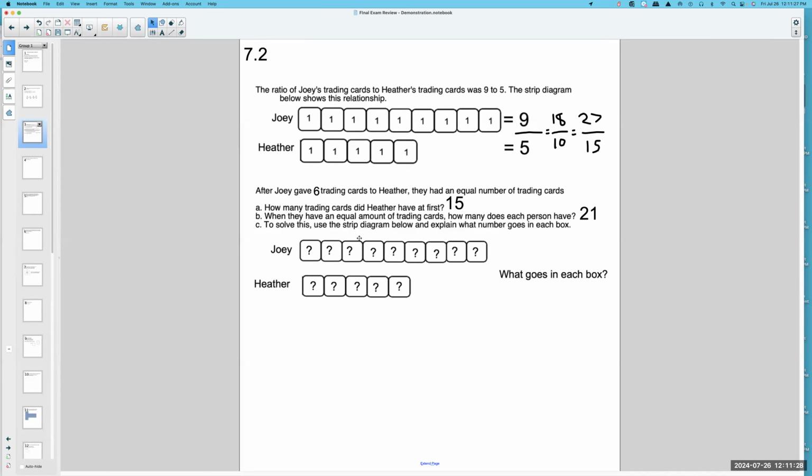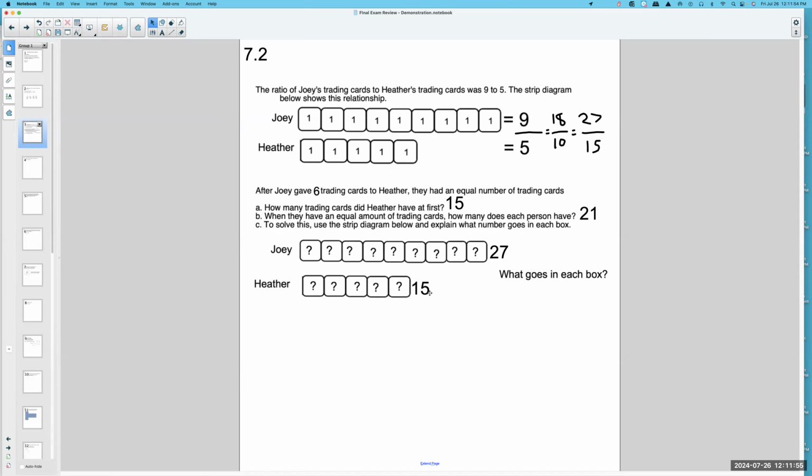And then to solve this, we've kind of done that already, but let's go ahead and do the strip diagram below. What number would go in each box? So remember, we want Joey to have 27 and Heather to have 15 at this point. What number would have to go in each one of these boxes to get 27? And remember, the same number goes in this box to get 15.